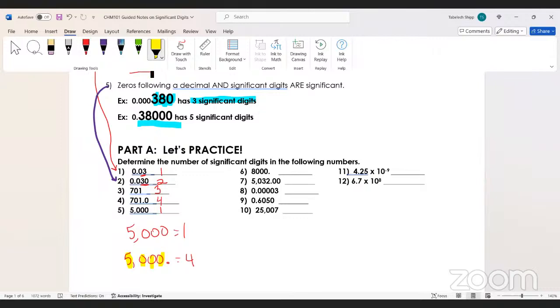This is a great segue to number 6 over here. Number 6, you have 8,000 with the decimal present. So guess what? You're going to have all 4 of those numbers counting because there's a decimal at the very end, and that means all of those numbers are significant.